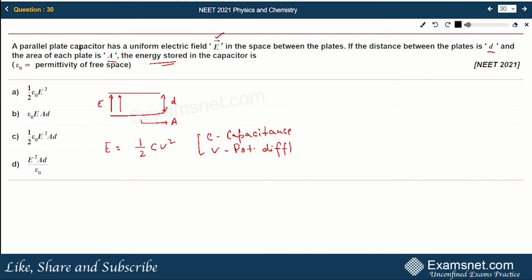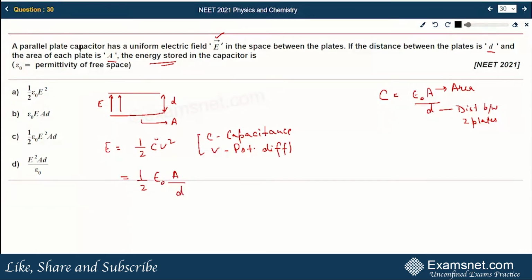Now we will write the values of capacitance and potential difference each. So capacitance is given by the formula epsilon naught A by D, where A is the area of each plate and D is the distance between two plates of the capacitor. So here we can write half into epsilon naught into A by D.